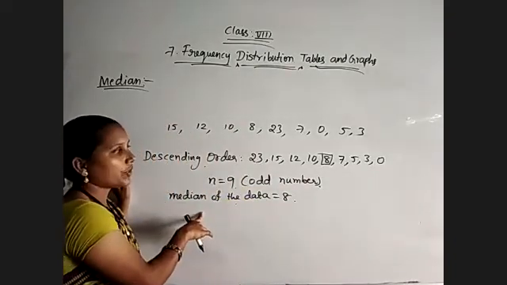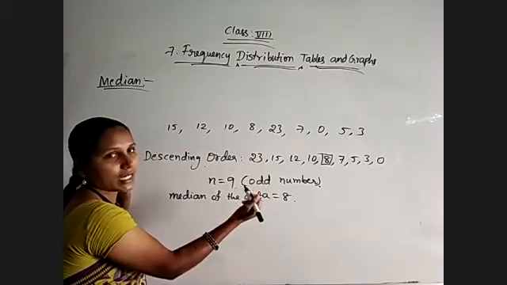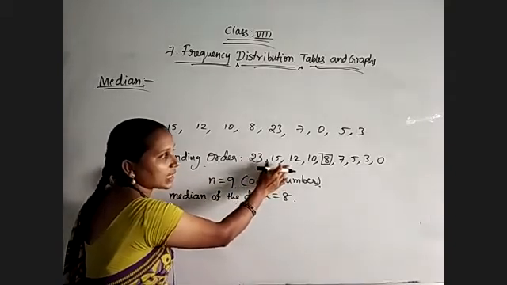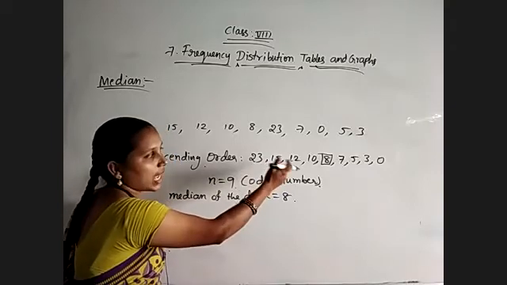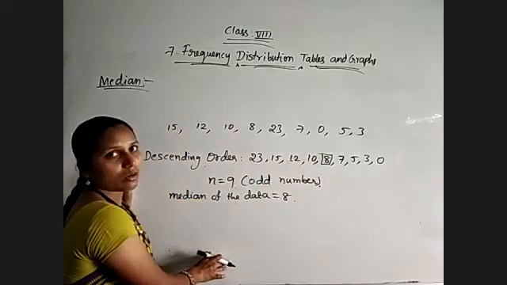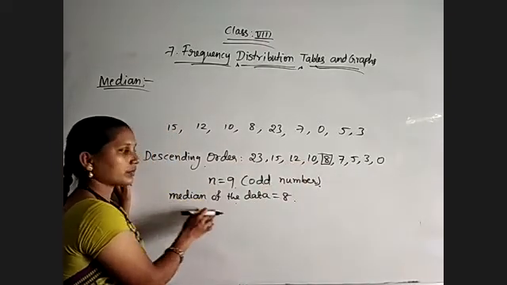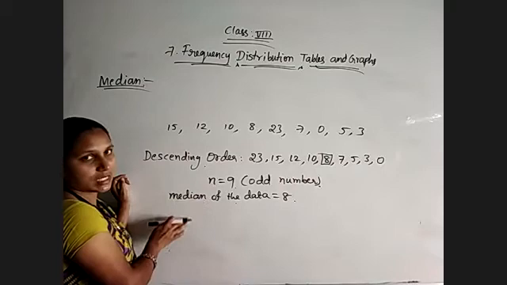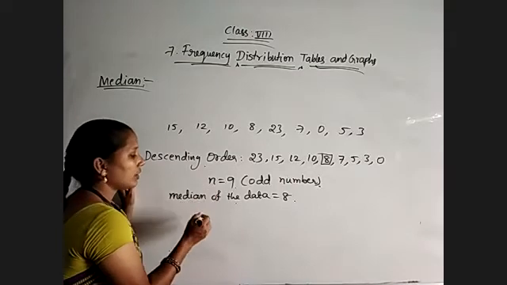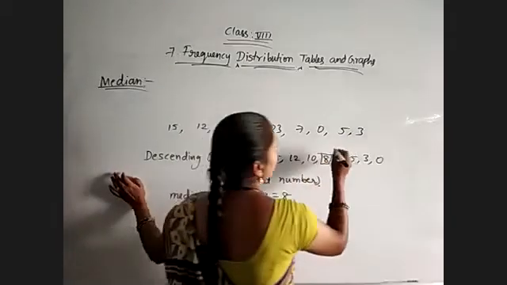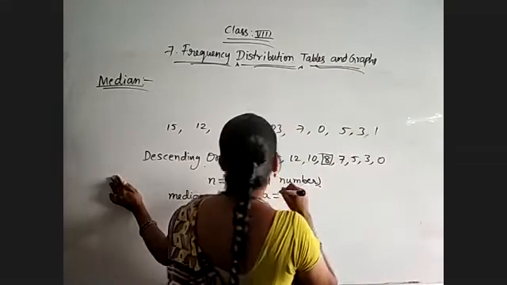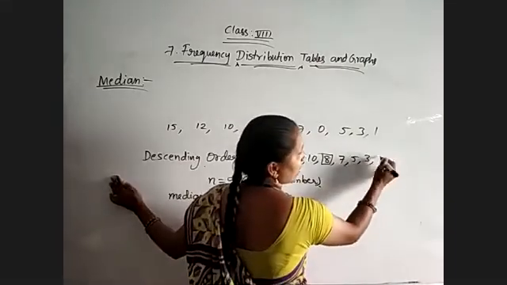If you are making any changes, if you are increasing the observations after selecting the median also, there is no effect on the median. Next, the median of the data is equal to 8 we got when n is an odd number. If I am taking one more observation with 1, then here I'll get 1 and 0.